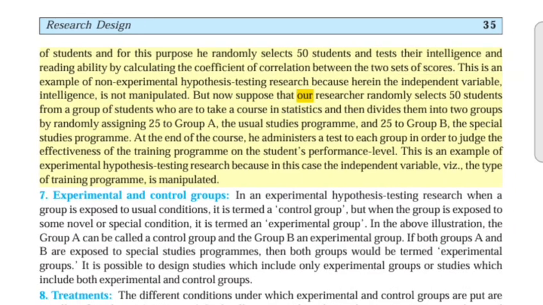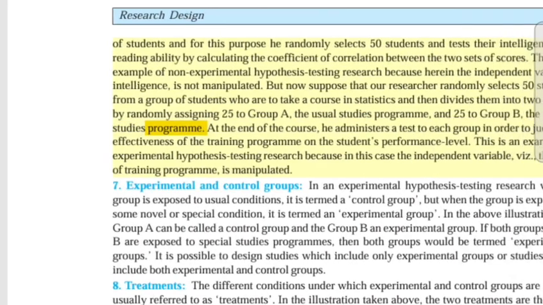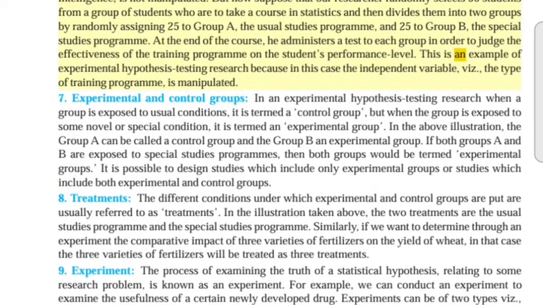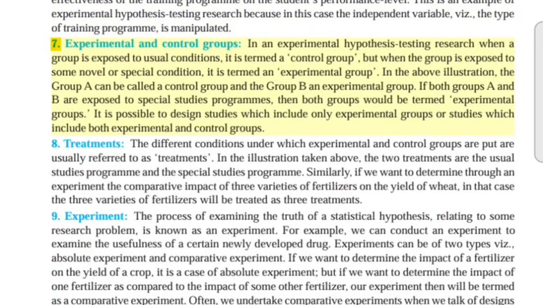But now suppose that our researcher randomly selects 50 students from a group of students who are to take a course in statistics and then divides them into two groups by randomly assigning 25 to Group A, the usual studies program, and 25 to Group B, the special studies program. At the end of the course, he administers a test to each group in order to judge the effectiveness of the training program on the students' performance level. This is an example of experimental hypothesis testing research because in this case the independent variable, viz., the type of training program, is manipulated.